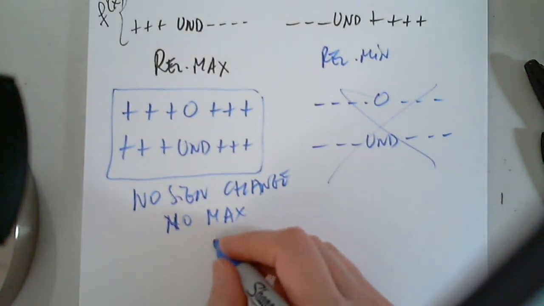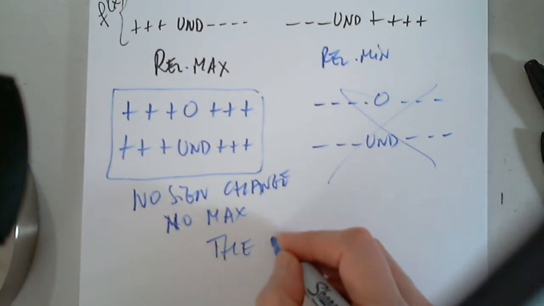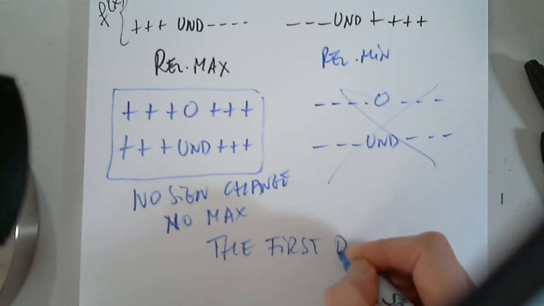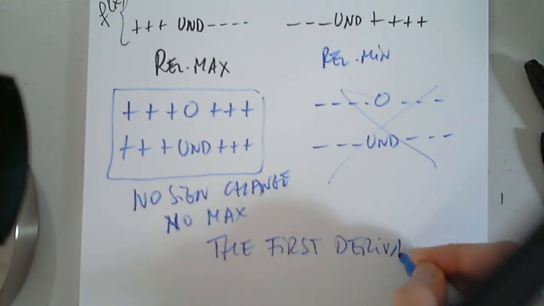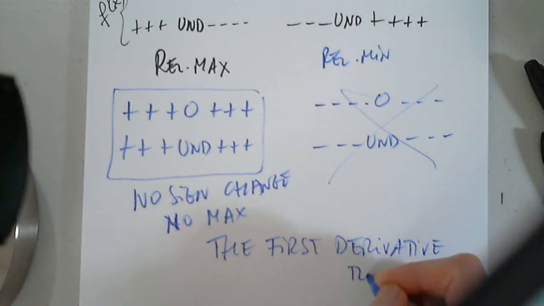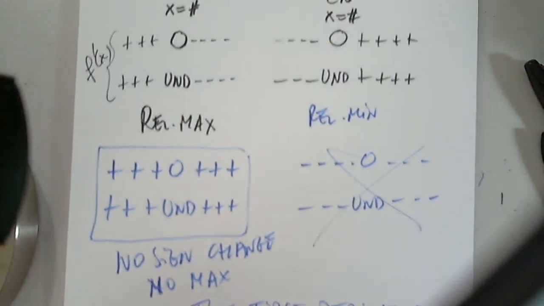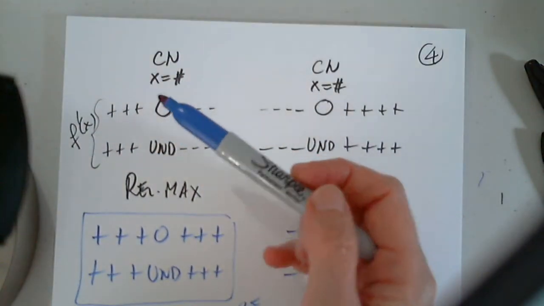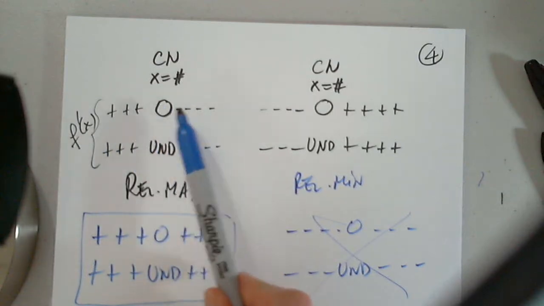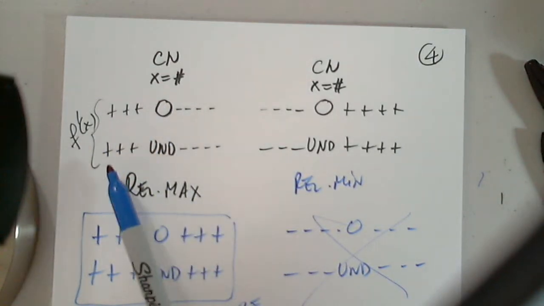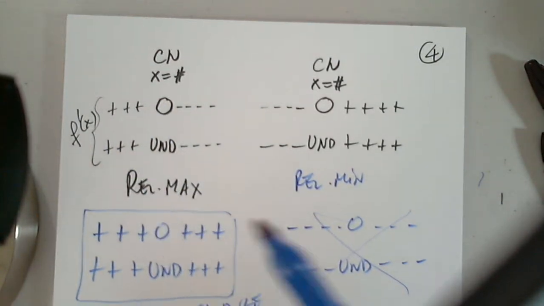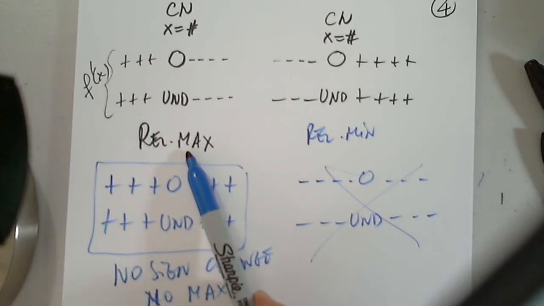This is also called the first derivative test. If at the critical number, the derivative changes sign this way, or it's undefined here and it changes sign this way, it's a relative max.